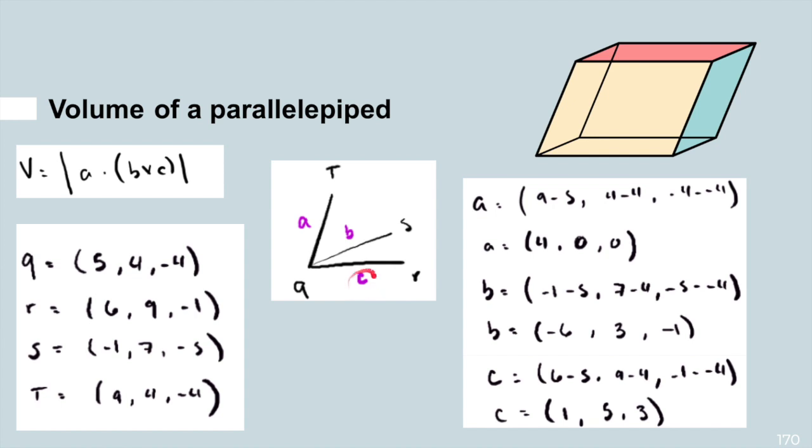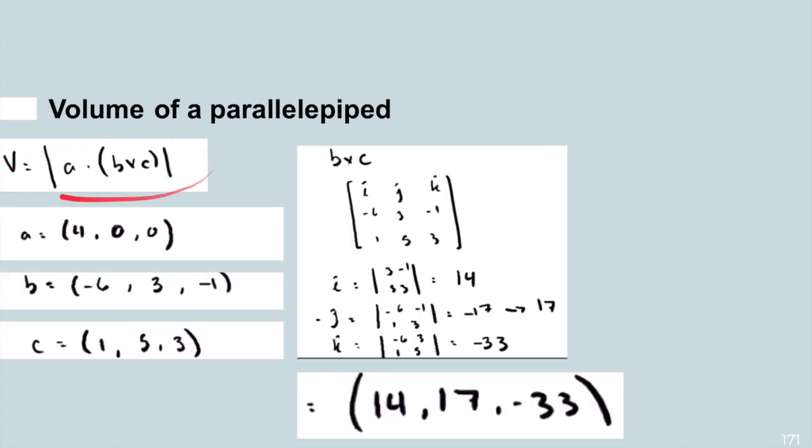Lastly, for side C, we take our point R minus our point Q. So 6 minus 5, which is 1, 9 minus 4, which is 5, and negative 1 minus negative 4, which is 3. Remember, this is the formula we're using. So we have V, our volume, is equal to A dot B cross C. We know what A is, we know what B is, and we know what C is. So we can just go ahead and find the cross product between B and C by putting these two vectors into a matrix where the first column is I, second is J, third is K.